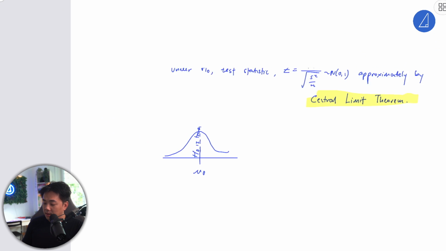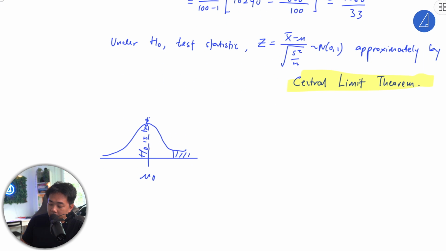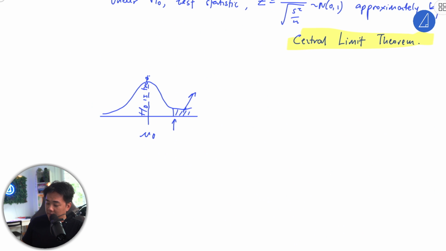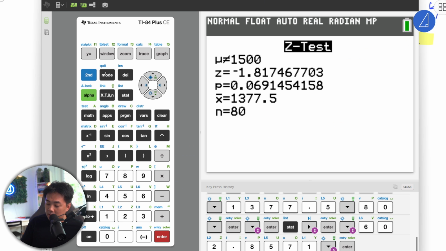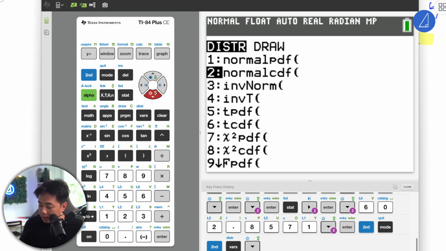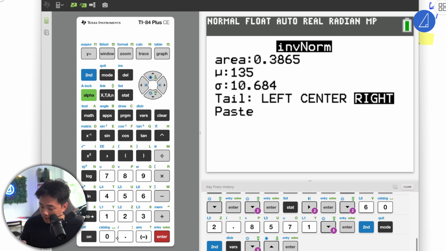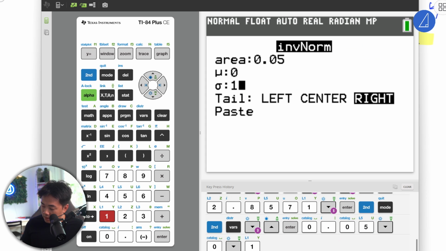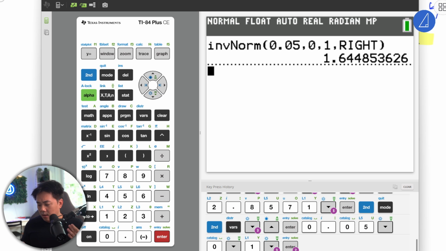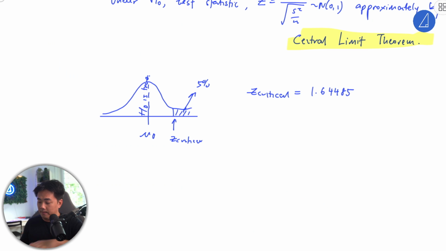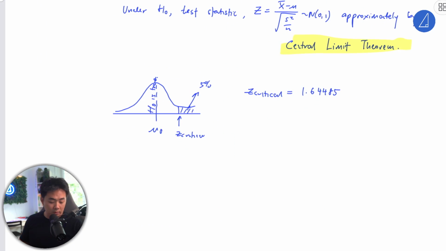Then what you need to do is understand that we are rejecting on the right side. So this area will be 5%, the 5% level of significance. This is what we call Z critical. Okay, so I'm just going to use inverse norm for Z critical. Distribution, Z critical, inverse norm, 0.05, then 0 and 1, then right side. Okay, you get 1.64485.